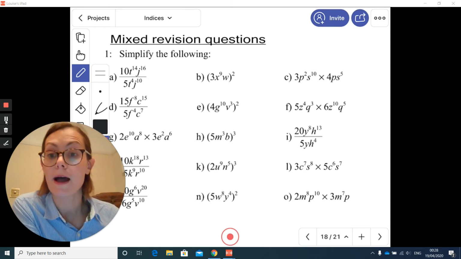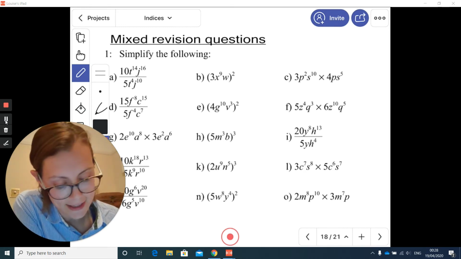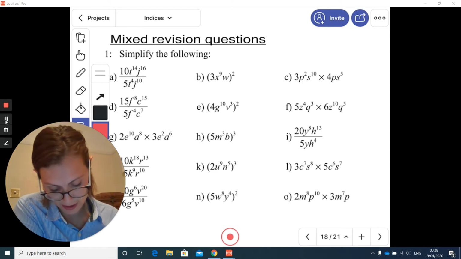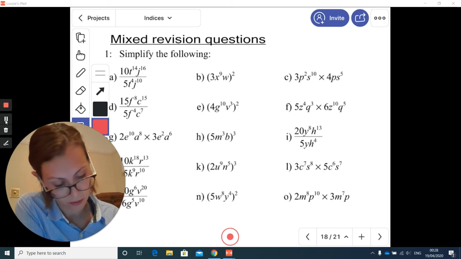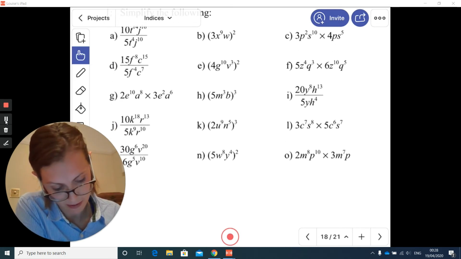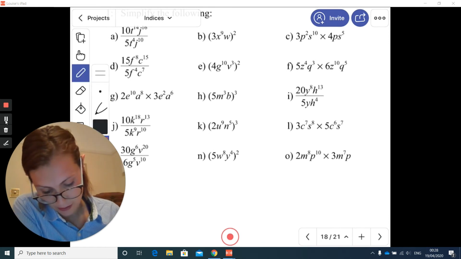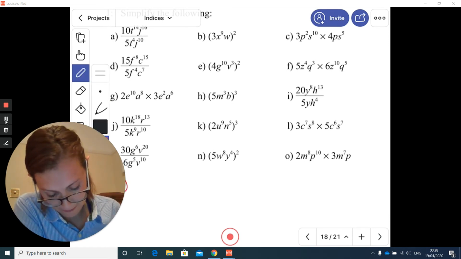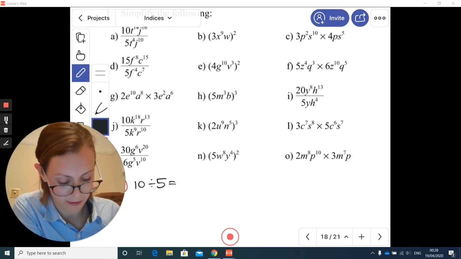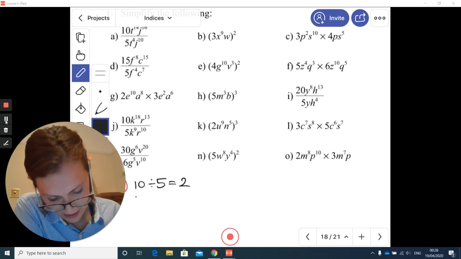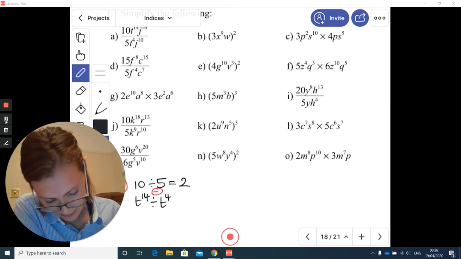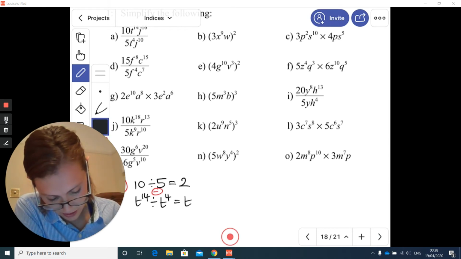The first question you've got is a division. You do exactly the same as what we've been doing. You need to split up what you're answering. So let's just make a bit of space. Here we go. For part A, you have the number divided by the number. So you've got 10 divided by 5. So there's your first mark, 2. Then you've got the t to the power 14 divided by the t to the power 4. They get subtracted. So we should have t to the power 10.